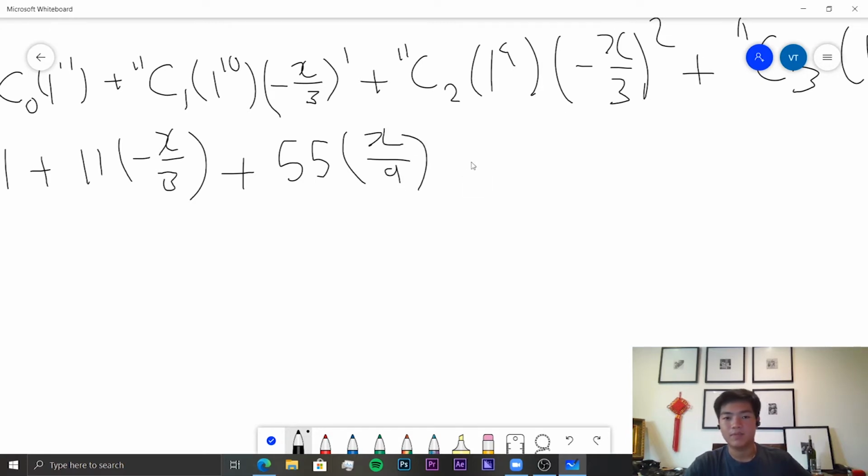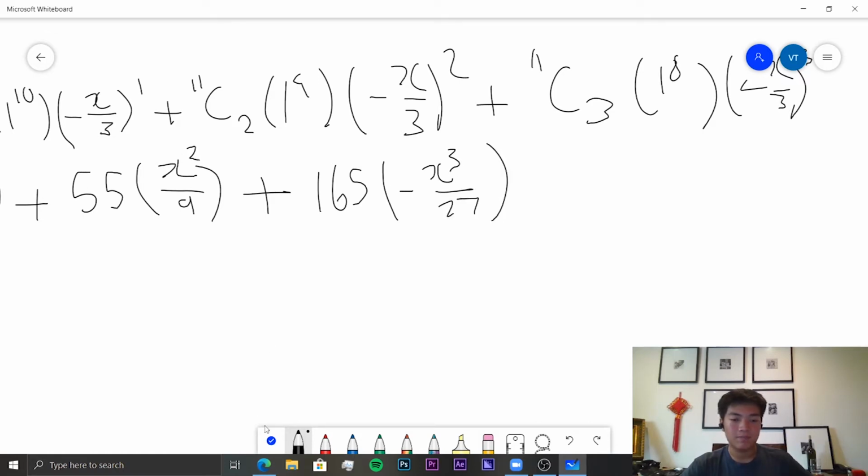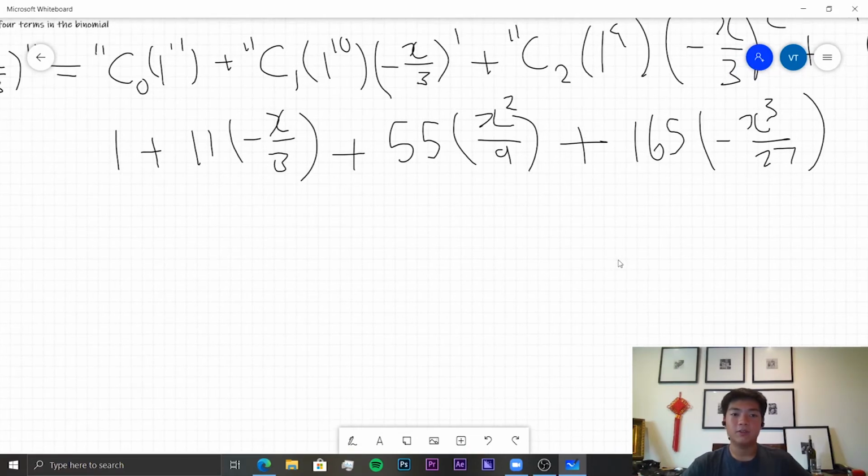Finally, we can move on to 11 choose 3, which is 11 times 10 times 9 divided by 3 times 2, which is equal to 55 times 3, which is equal to 165, I believe, times 1 to the 8 times negative x over 3 cubed, which is equal to negative x cubed over 27. I just realized we forgot to put x squared here. So yeah, those would be the first four terms.